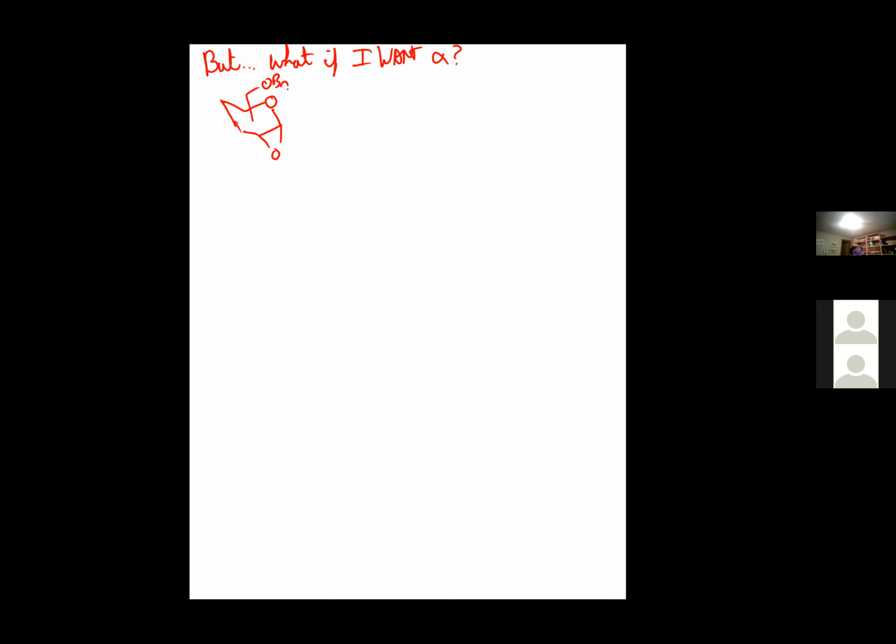So if we're going to get the alpha, we need to make sure that we break this bond completely, conceptually. Because if that bond's still present, we're going to deliver beta. That's what happened last time: the bond was still present, we delivered beta. But if we can break that bond completely, then we can deliver alpha because of the anomeric effect.